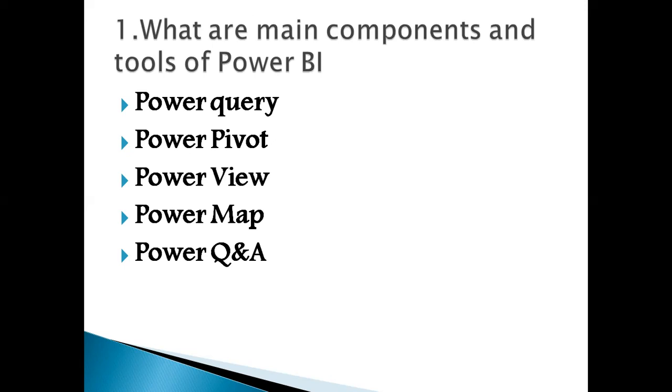The second one is Power Pivot. Power Pivot is data modeling. Data modeling means we take multiple tables and create relationships between them. That means we are creating mapping between the tables. That is called Power Pivot.